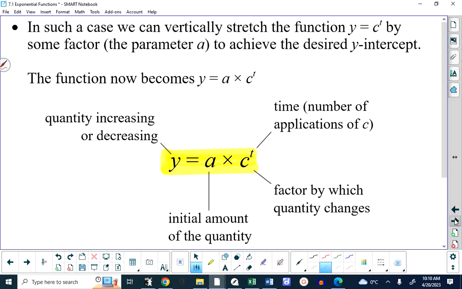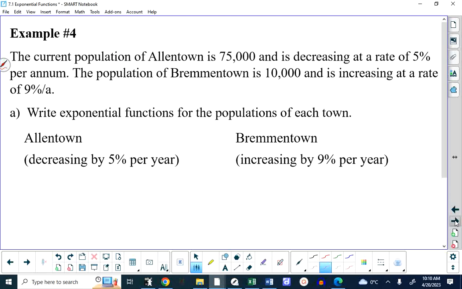C obviously is, remember I told you that C is what you multiply y by regularly? I call it the factor of change. In our first example, C was 3. The factor of change was 3. It was tripling regularly. So we have 2 towns.